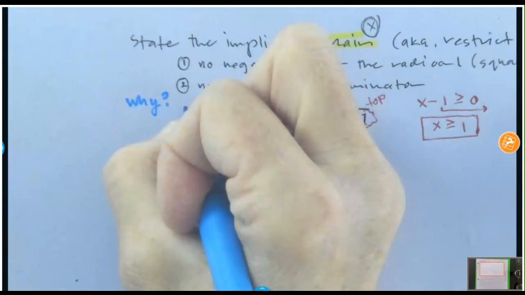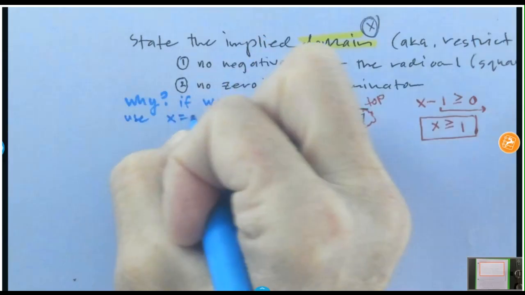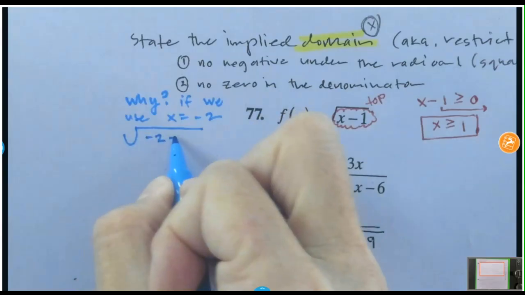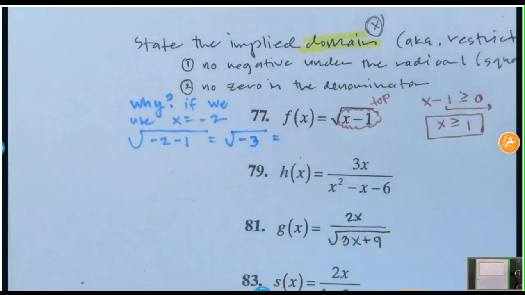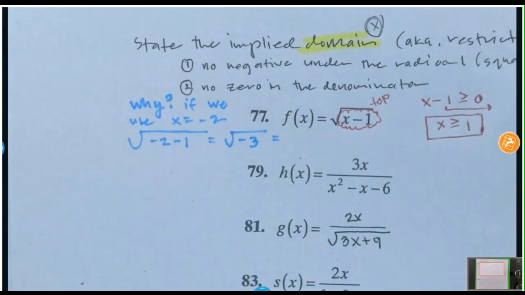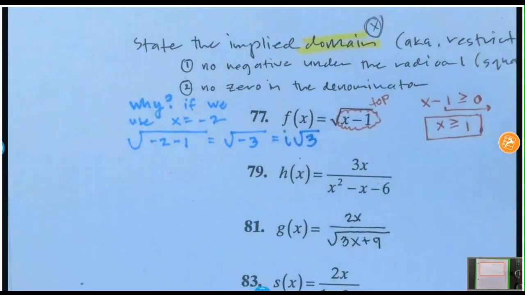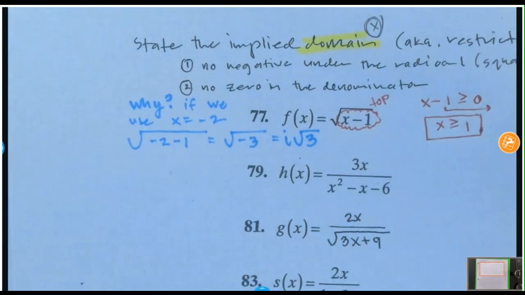So if we use x equals -2, let's see what's going to happen. Well, we'd have the square root of -2 minus 1, which is the square root of -3. Uh-oh. What would we have to hop out of that -3? An i. So we would have an imaginary number. If we have an integer or a rational, irrational, it doesn't matter. Anything less than 1 is going to give us an imaginary number, and we cannot have imaginary numbers, so that's why we have to put a restriction on the x's.